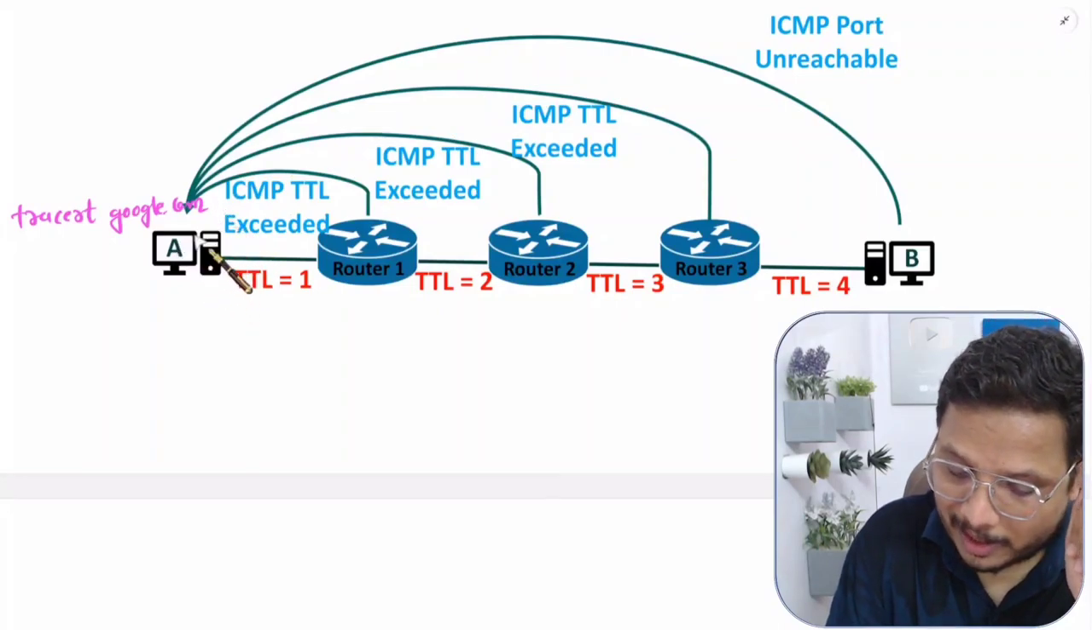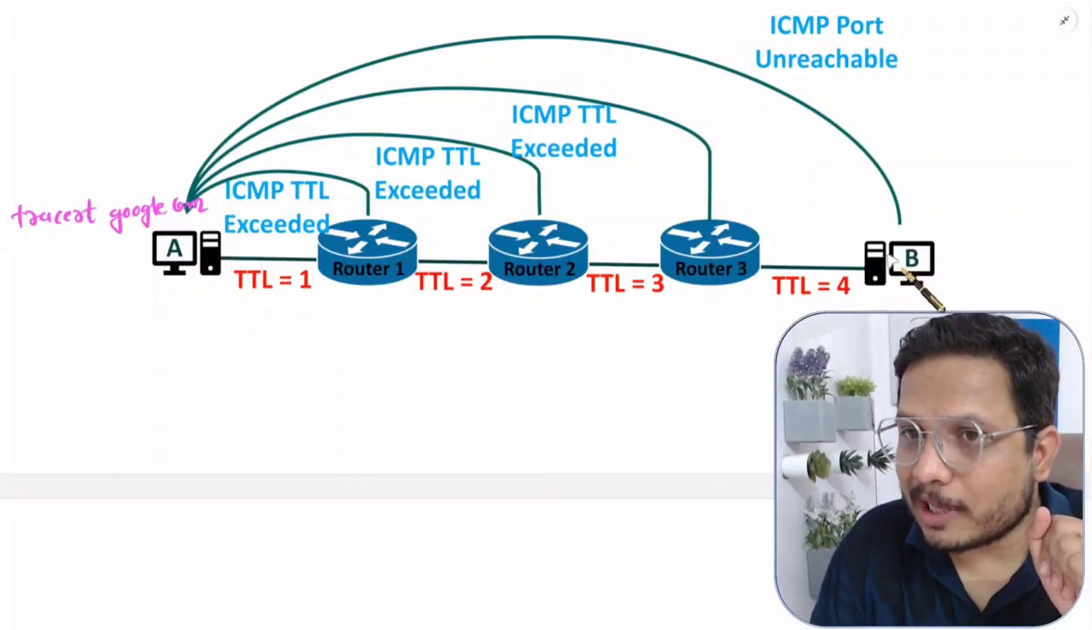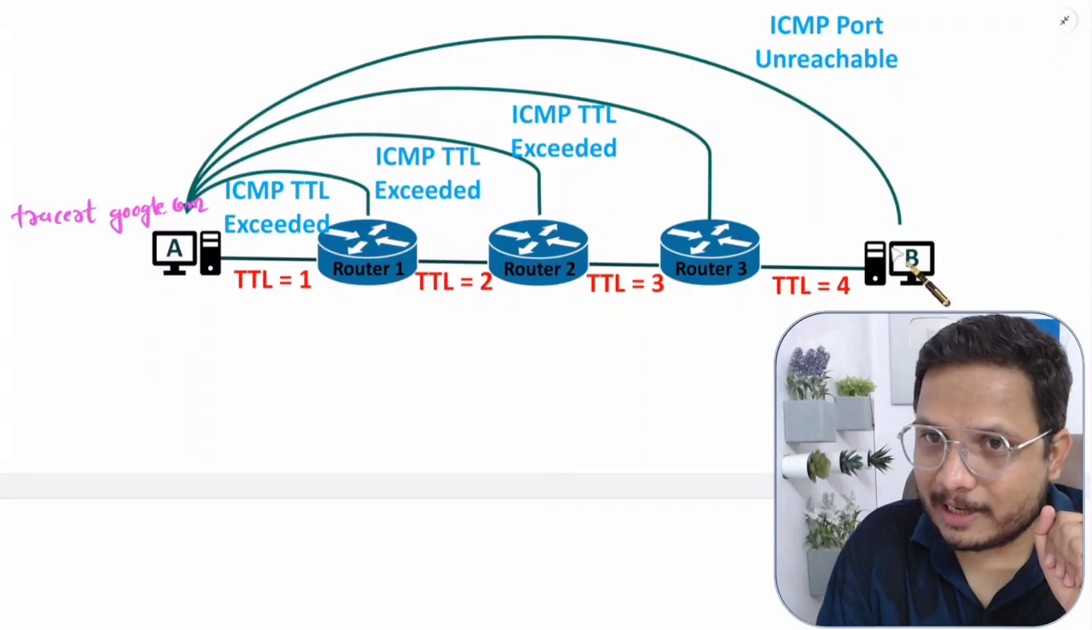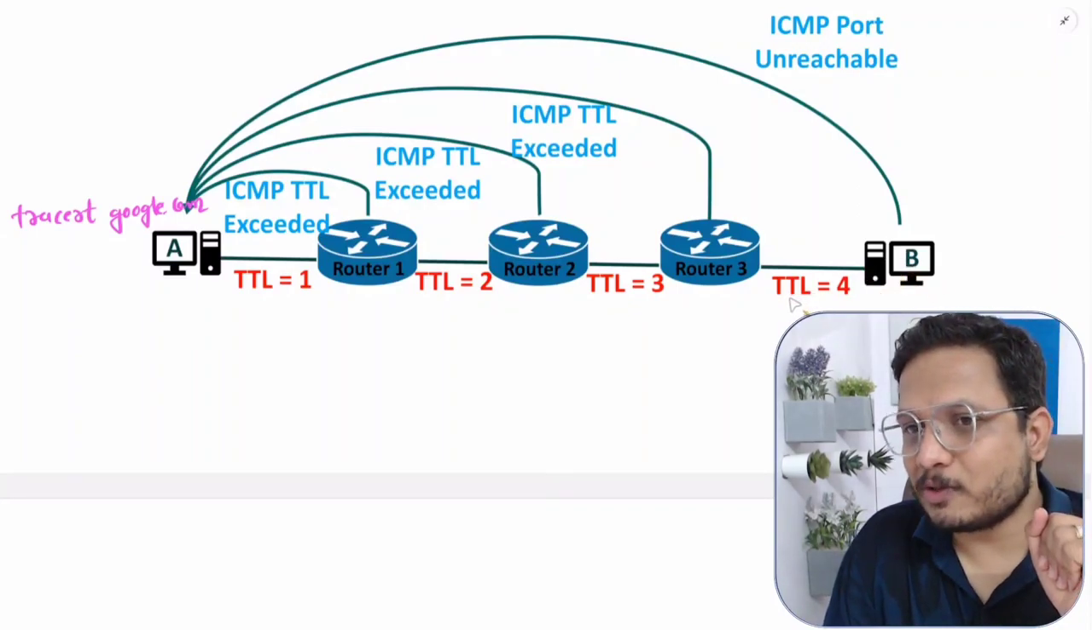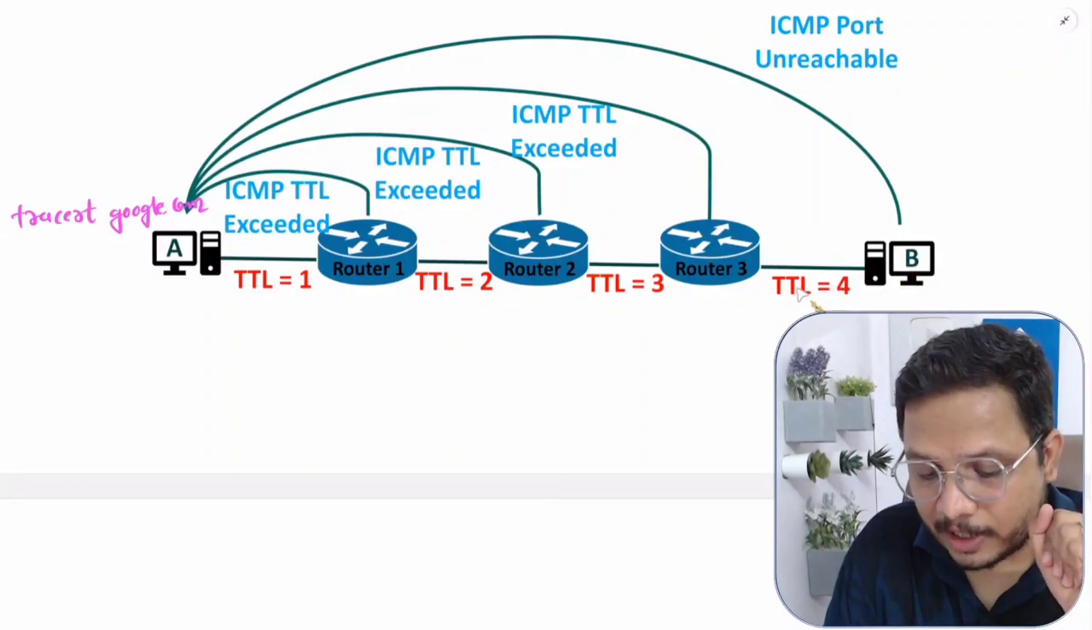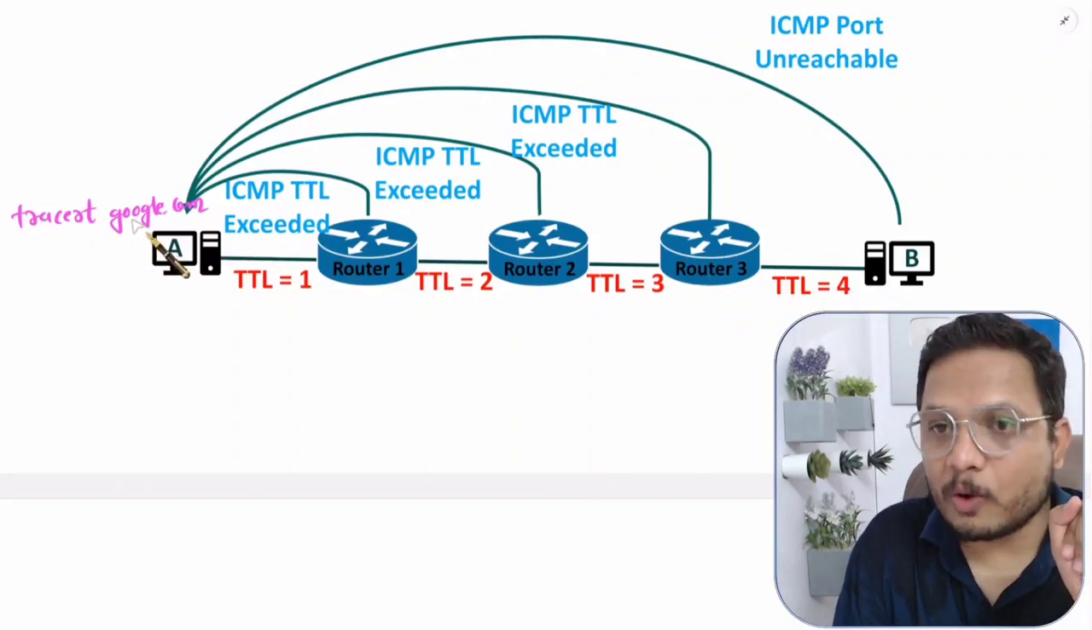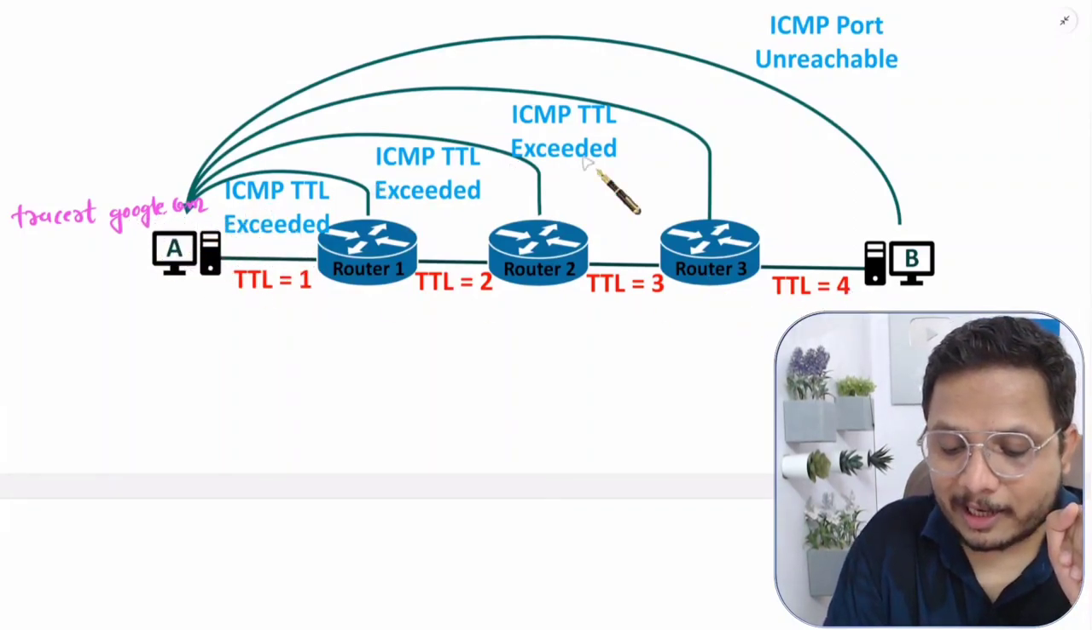But at last, when it comes to Google, at that time you cannot forward TTL equal to 4. Why? The reason is, if you set TTL equal to 4, you are writing google.com, so the request has already reached there.